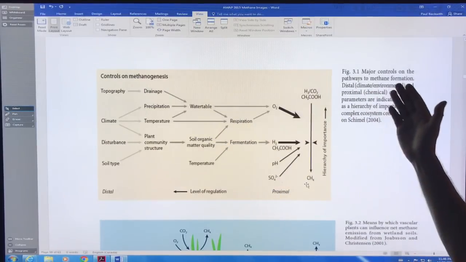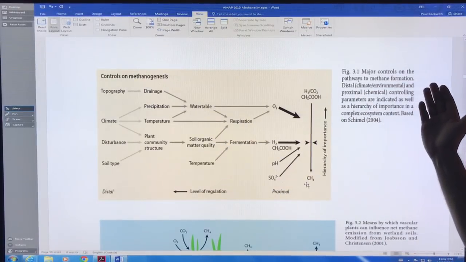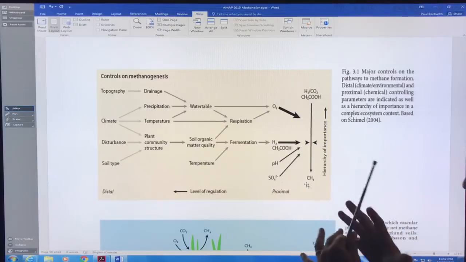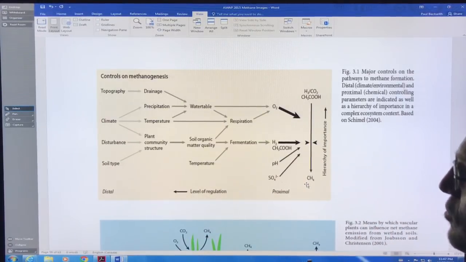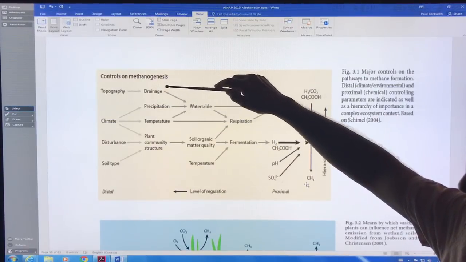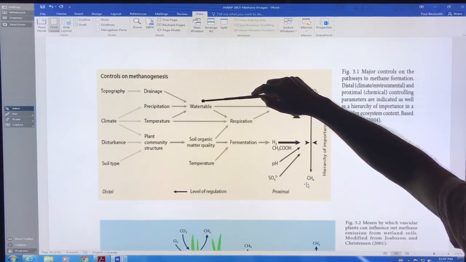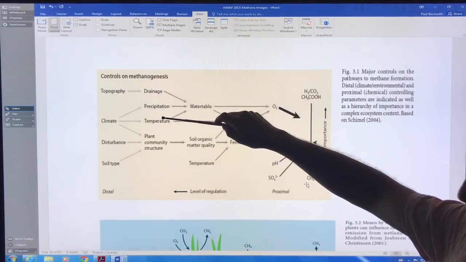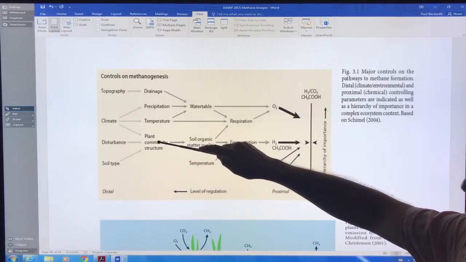Methanogenesis, that's the pathway to methane formation. So we can have climate and environmental effects, so-called distal, and there's proximal or chemical controlling effects. Chemical is proximal, in one region, distal is distant. So topography has a big factor, right? Because that affects drainage. And then you have a water table. Climate, the amount of precipitation and the temperature and the plants that grow.